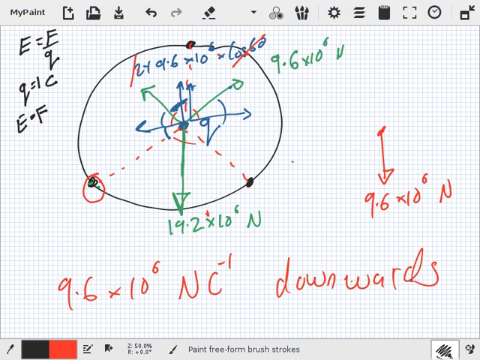What's that? It's in the formula book. I believe it's 8.99 times 10 to the 9. This is a very hard question for section A. Like, it really is a stinker of a question. It's 7 marks, but you have to work hard for 7 marks, like, really hard.